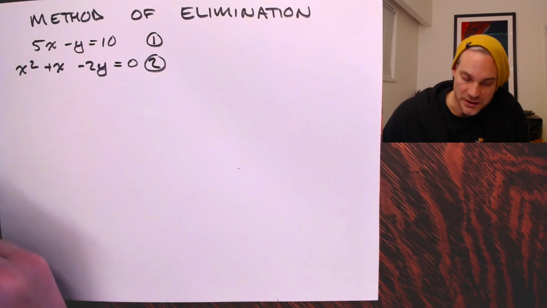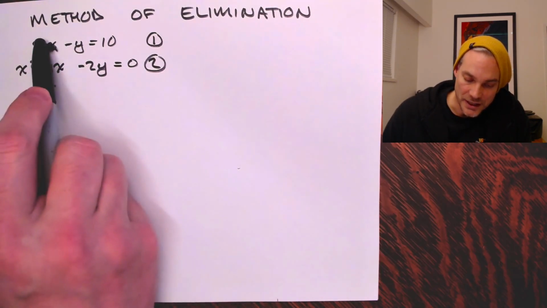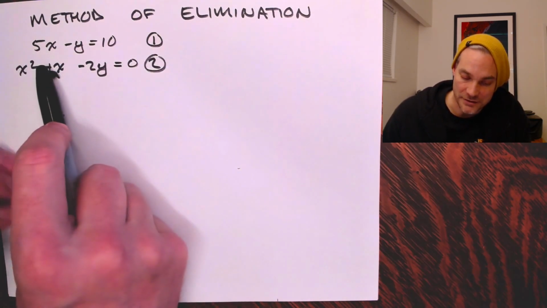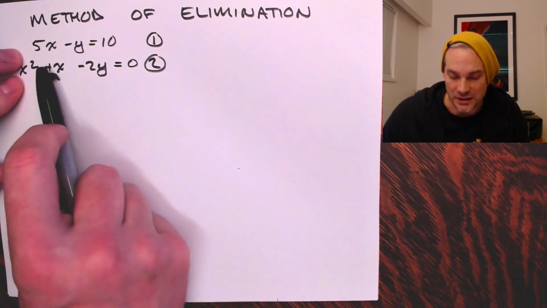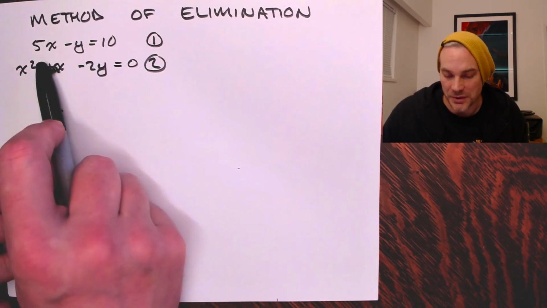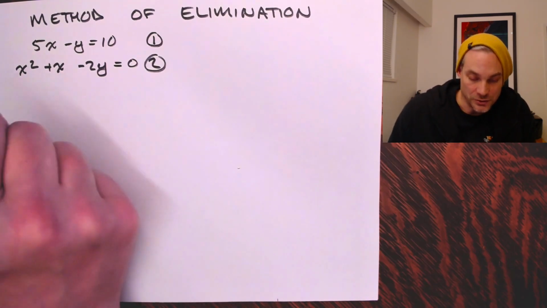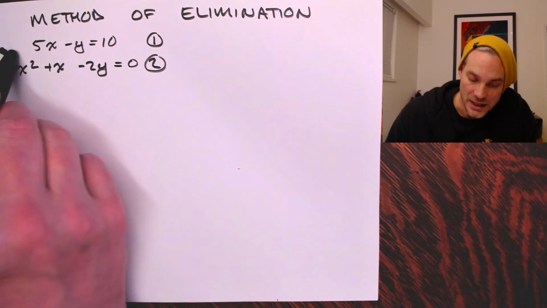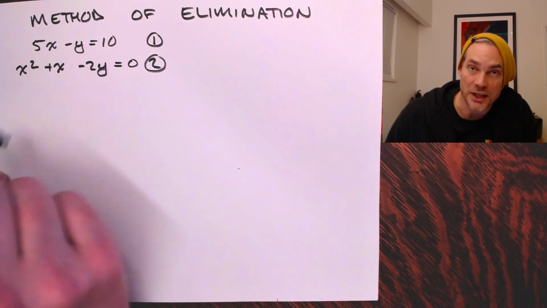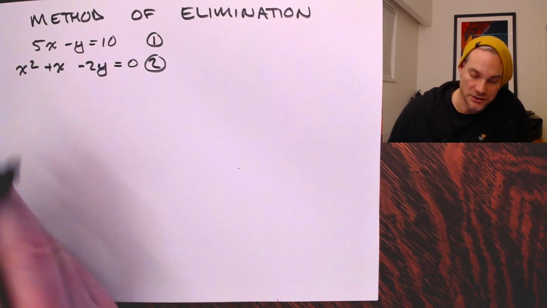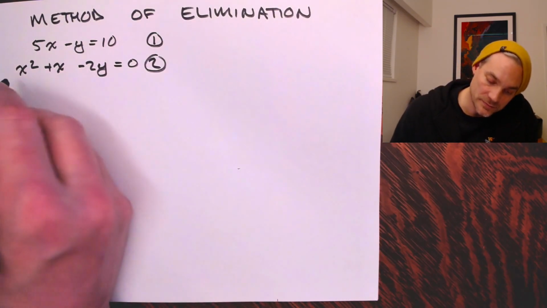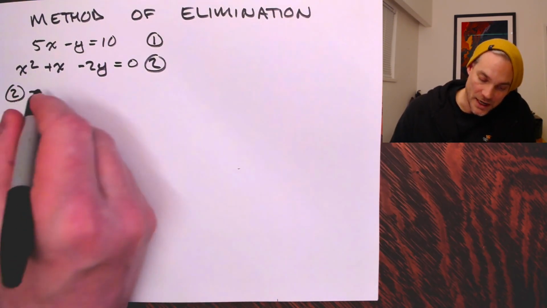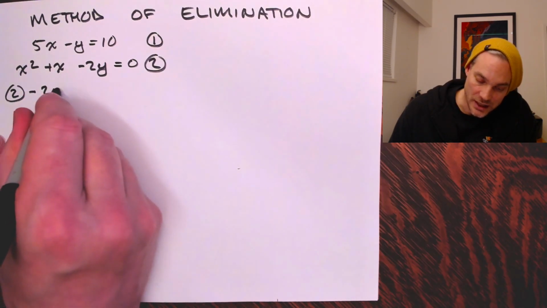So now if we look at this, I can see that there's 5 x's, and here there's only 1. So if I multiplied equation 2 by 5 and then subtracted them, I could eliminate this x term. But that's not as beneficial or as easy as if I just multiplied equation 1 by 2, and then I have 2 y's, and I could subtract those. So why don't we do that? So what we're going to do is we're going to take equation 2, and then I am going to subtract 2 times equation 1.